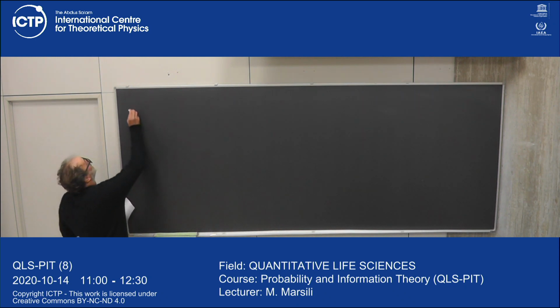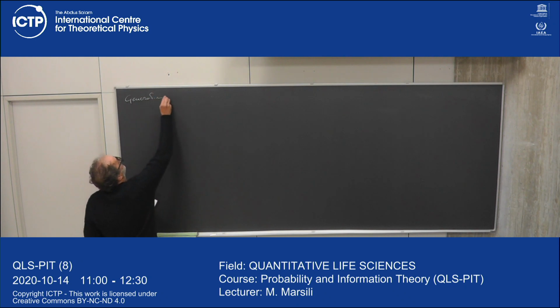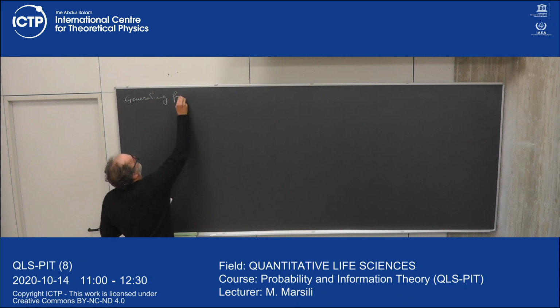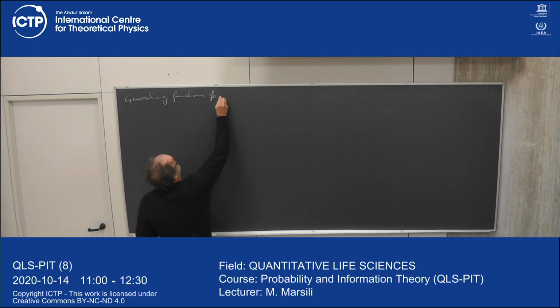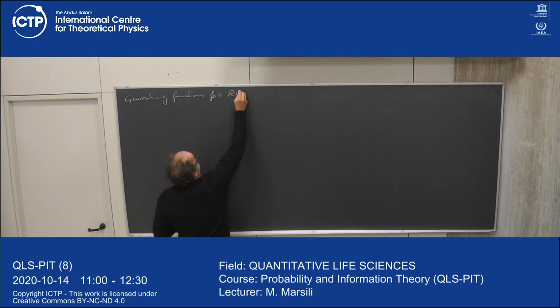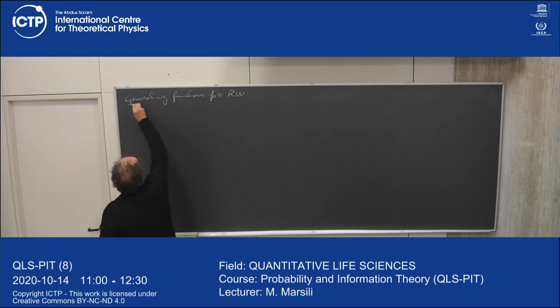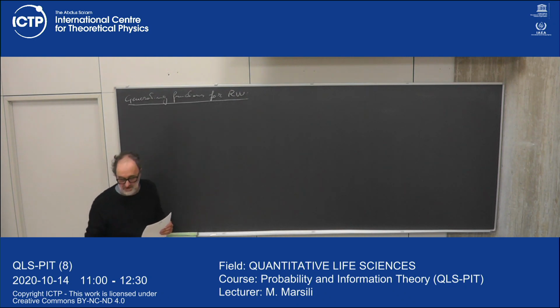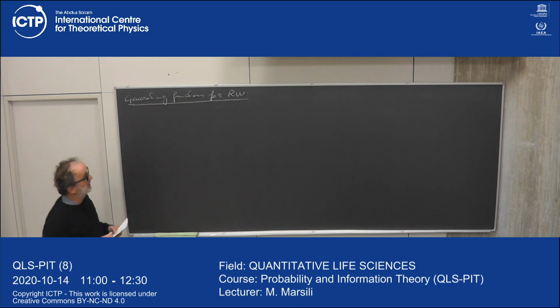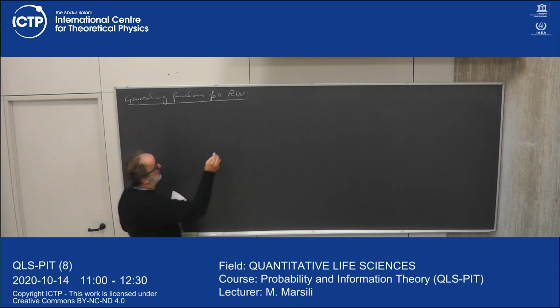So today we discuss generating functions for random walks. As we saw last time, many problems in random walks can be solved by using combinatorial arguments or just counting the number of paths.